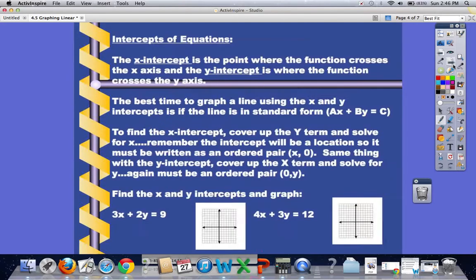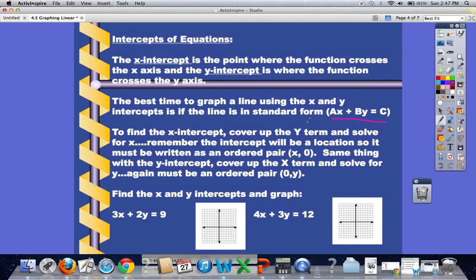All right, intercepts of equations. We have two kinds. One's the x-intercept and one is the y-intercept. The x-intercept is the point where the function crosses the x-axis. The y-intercept is where the function crosses the y-axis. Best time to graph a line using those x and y intercepts is if the line is in this kind of format, ax plus by equals c. It's very easy to use from there. And since you only need 2 points to make a line, if you have the x-intercept and the y-intercept, you've got your line. So to find the x-intercept, you cover up the y term and solve it for x.